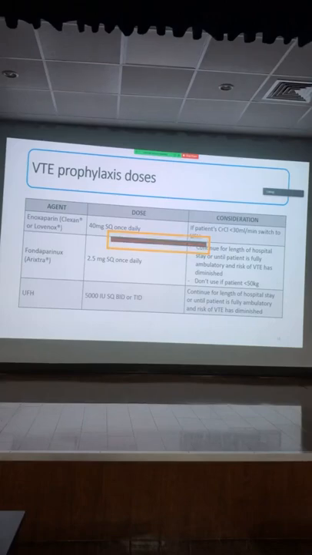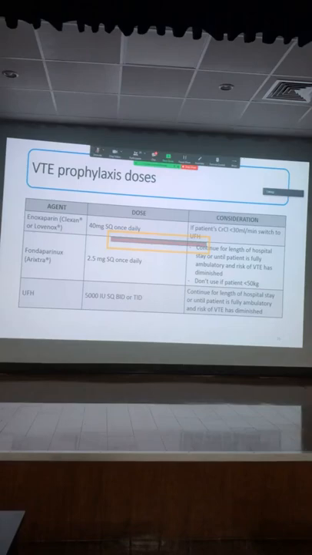If the patient has a creatinine clearance less than 30 milliliters per minute, switch to unfractionated heparin. Extra, 2.0 milligrams subcutaneous once daily. Continue for the length of the hospital stay or until the patient is fully ambulatory and the risk of VTE has diminished.